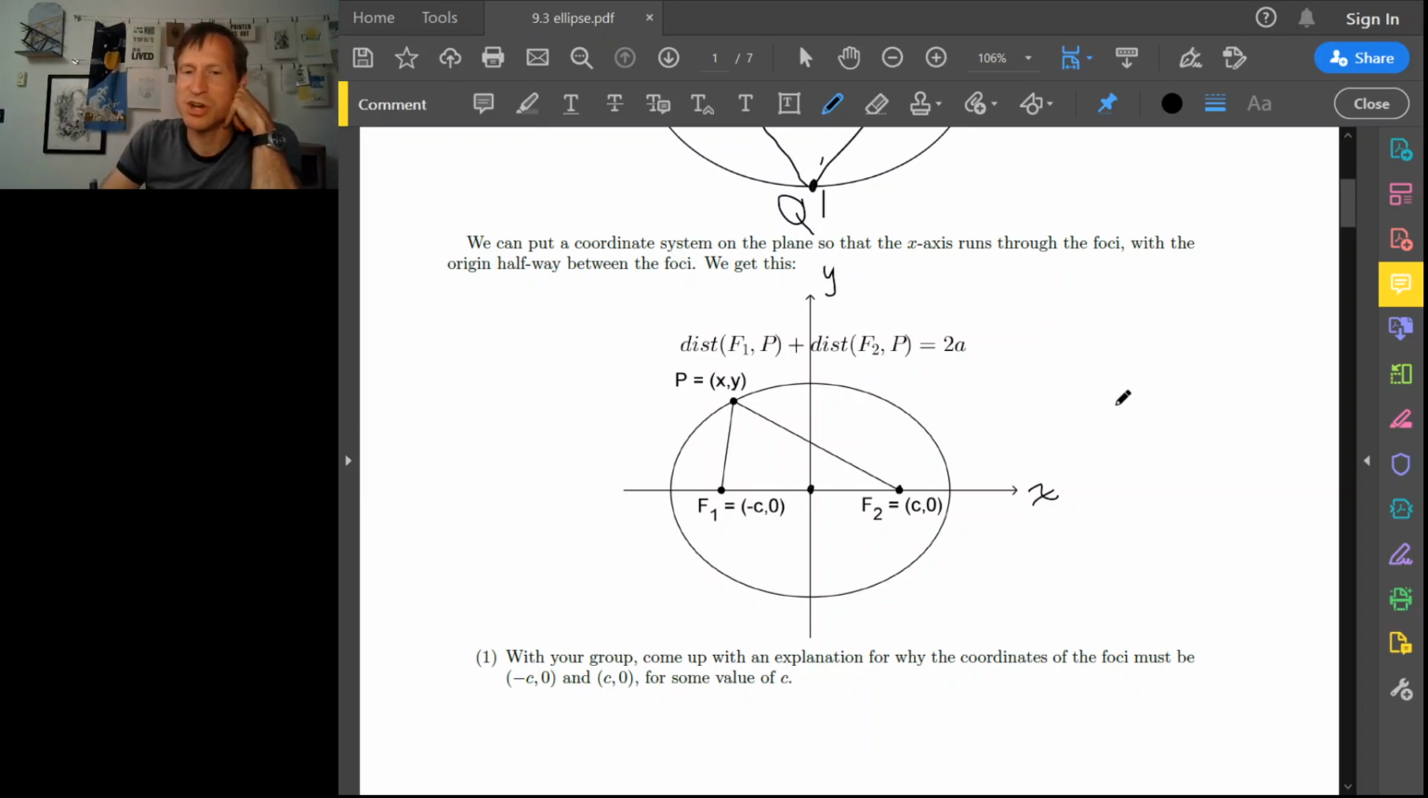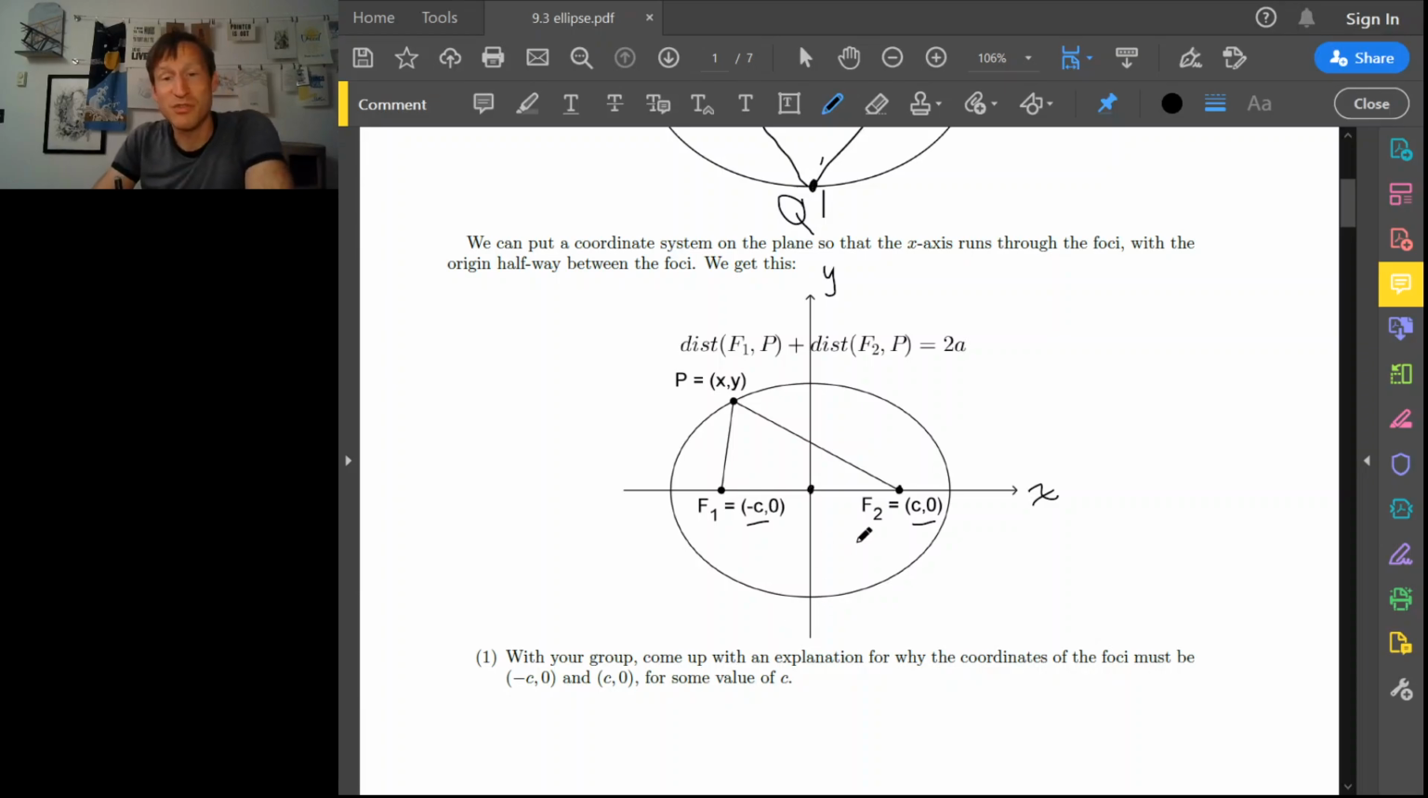Now, one thing that's not totally obvious here is why you can write the coordinates of the foci as c, 0 and negative c, 0. So pause the video and think about that for just a minute. Why is it that you can write the coordinates of the foci as c, 0 and negative c, 0?